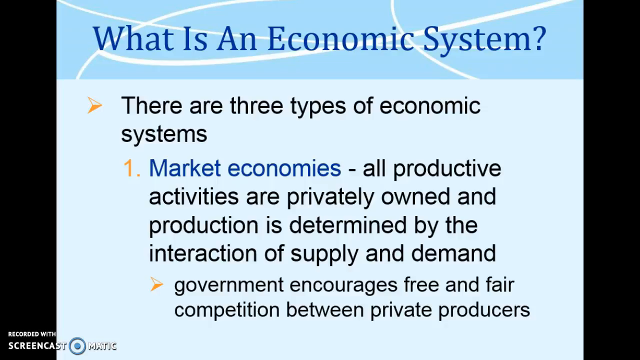What is an economic system? There are three types of economic systems. 1. Market economies. All productive activities are privately owned and production is determined by the interaction of supply and demand. Government encourages free and fair competition between private producers.